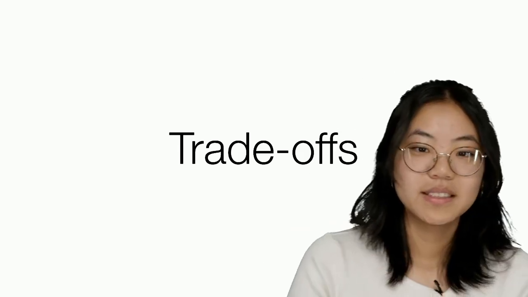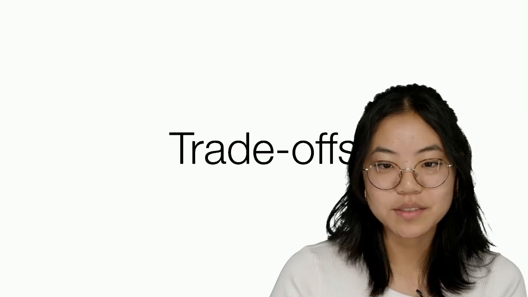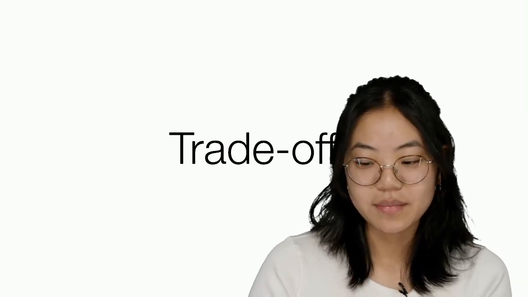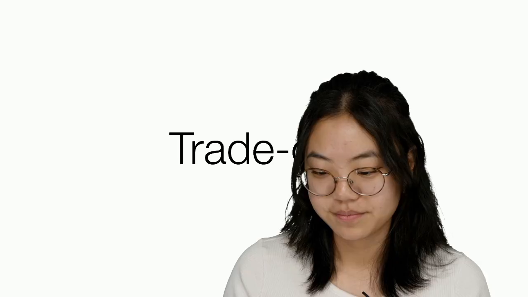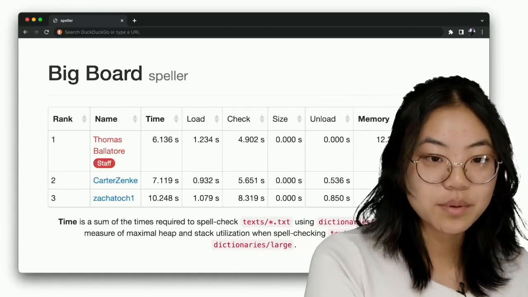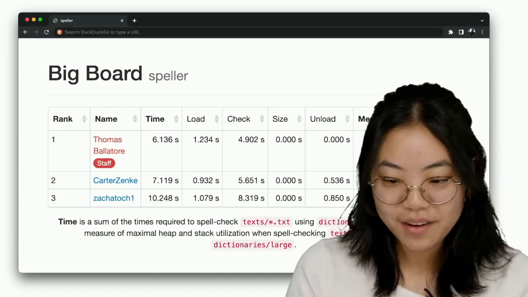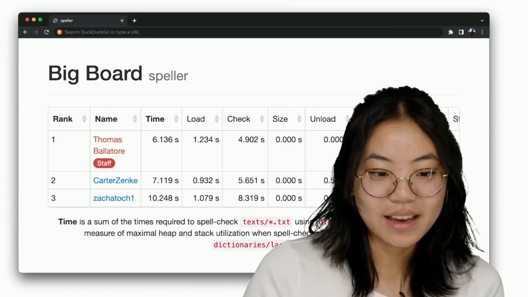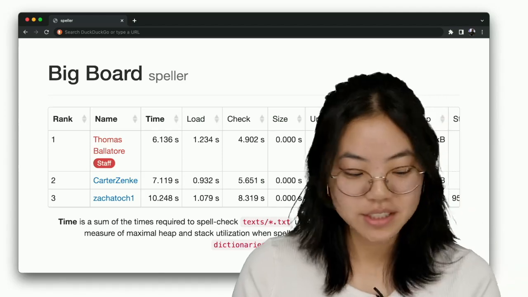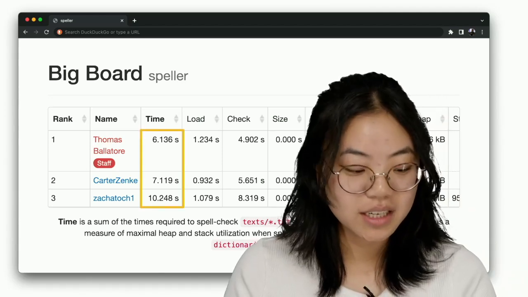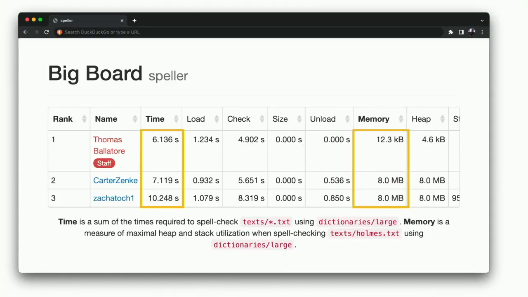Okay. So we've seen a couple of examples of data structures we can use. Now let's think about what trade-offs come with choosing one over the other. In this week's problem set, Speller, we have this big board that tracks people's different algorithms based on their hash functions. One thing to note here is that this is a past year's big board. We can see that the fastest implementation here also had the most memory.